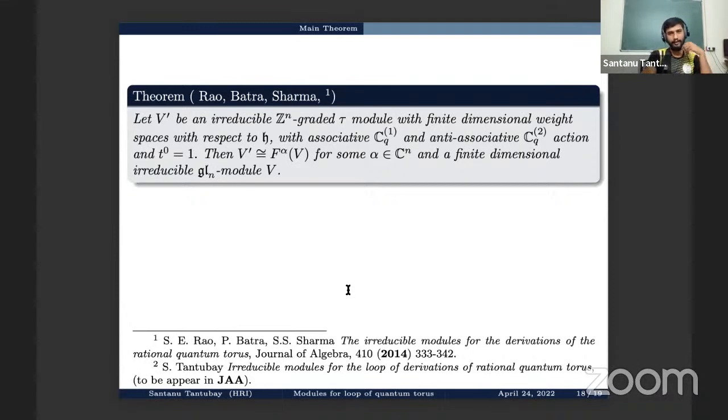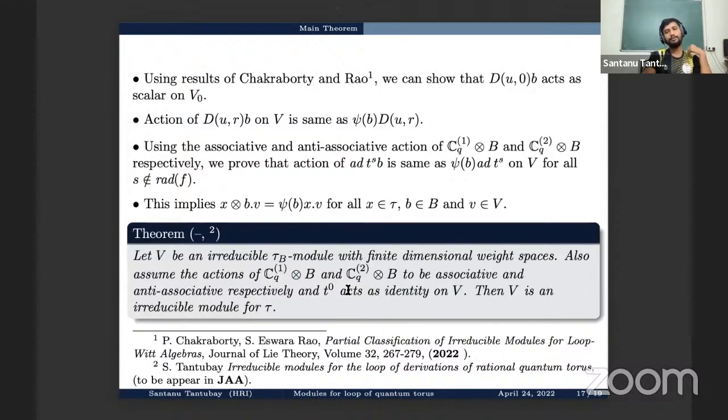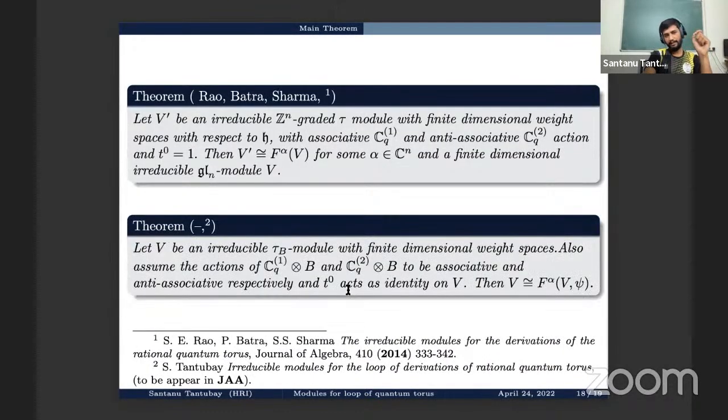So using this theorem and this theorem, we can prove our main result, which says that if we have an irreducible tau_B module with finite dimensional weight spaces with respect to H, and where on the module CQ1 tensor b acts associatively and CQ2 tensor b acts anti-associatively, and T naught acts as identity, then V should be isomorphic to F^alpha(V) psi, where alpha is in C^n, V is a finite dimensional irreducible GL_n(C) module, and psi is an algebra homomorphism from B to C.